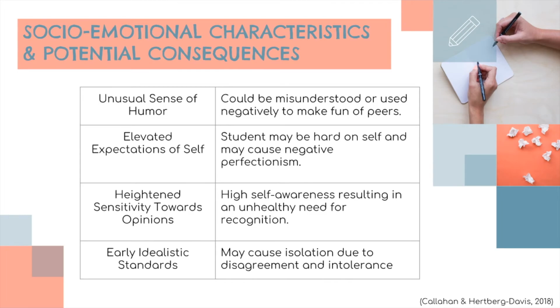For example, a gifted student that has, as we mentioned before, an unusual sense of humor could be misunderstood by his or her peers, or their sense of humor could be used negatively to make fun of peers. Another example is their elevated expectations of self because they feel they are self aware and know that they are good and successful academically. The student may become hard on him or herself, and this may cause some negative perfectionism where a student takes failure wrong or mistakes wrong.